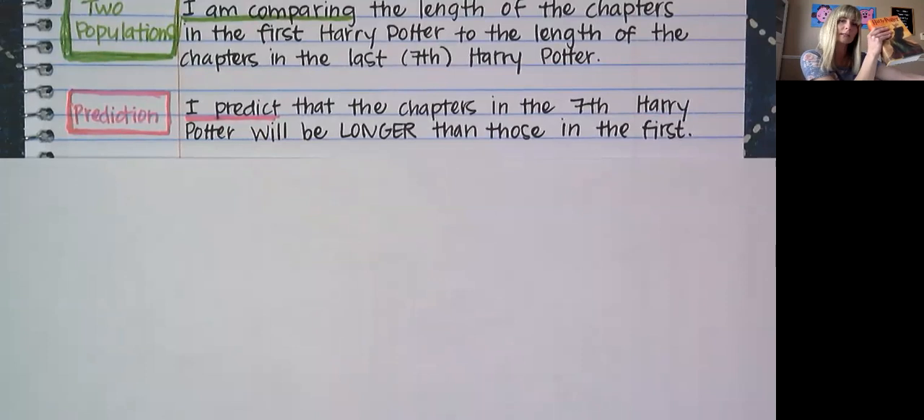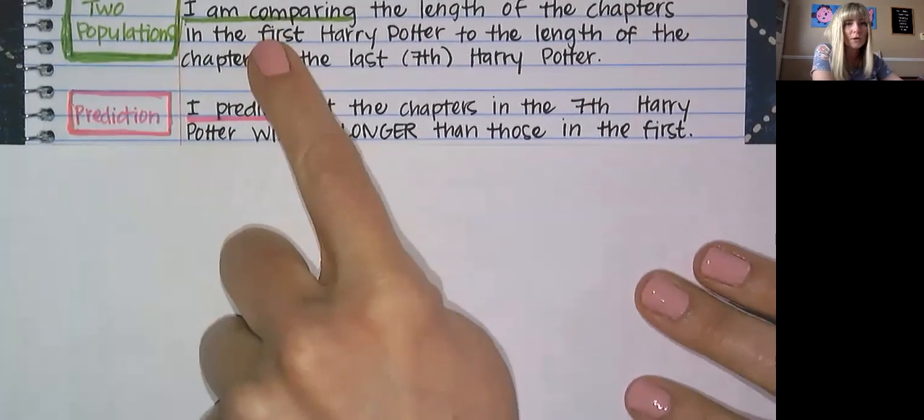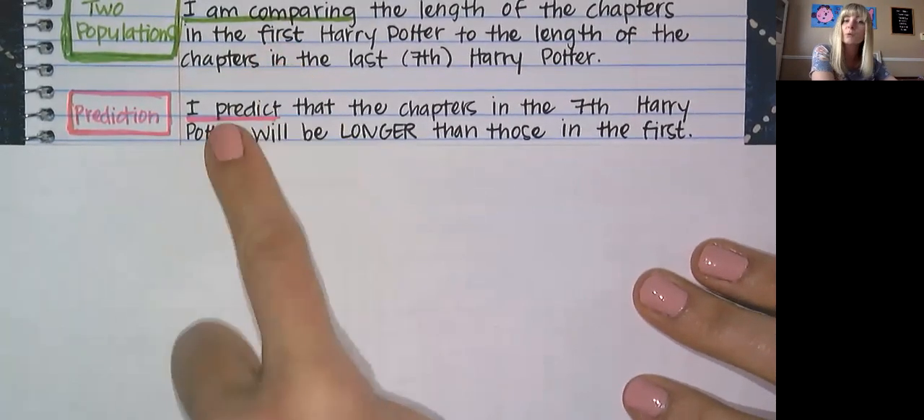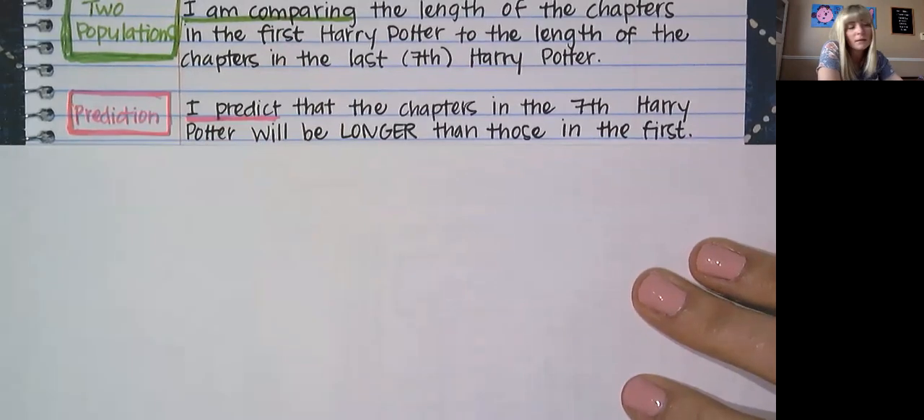I'm not just predicting, obviously I know this one has more chapters, but I'm making a prediction that the chapters in this one are shorter and the chapters in this one are longer, okay? That's the second thing you'll do. So once you decide on your two populations, before you get any data, you're gonna make a prediction, a guess. What do you think is gonna happen? And there's really no right or wrong here, this is just what you think.